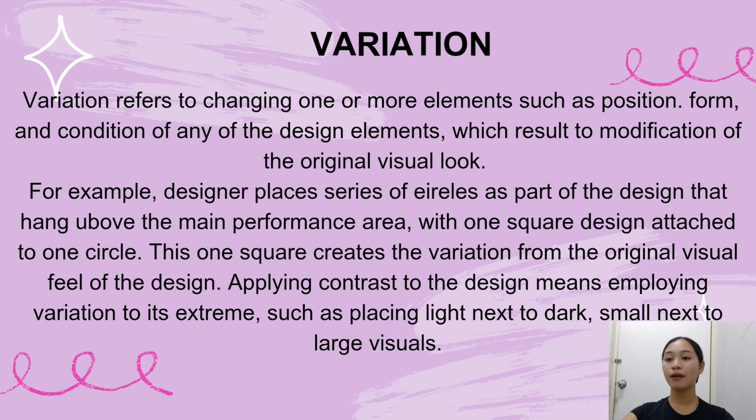So, for example, a designer places a series of circles as part of the design that may hang above the main performance area, with one square design attached to one circle. So this one square creates the variation from the original visual feel of the design. Applying contrast to the design means employing variation to its extreme, such as placing light to the dark, small to the large visual. So that's the example of variation.